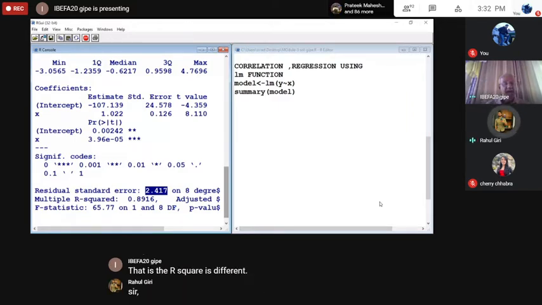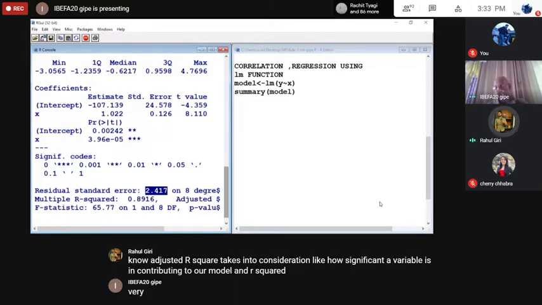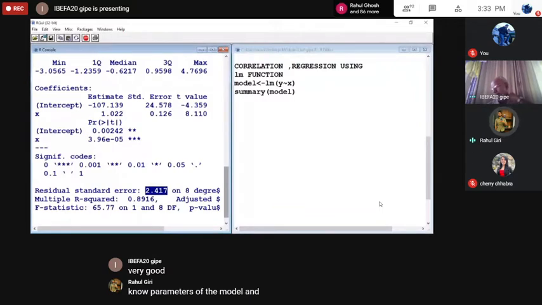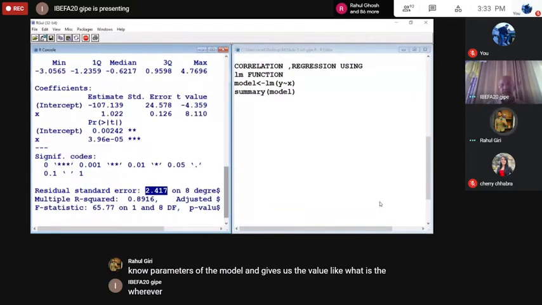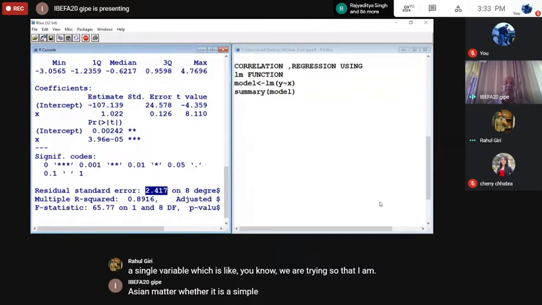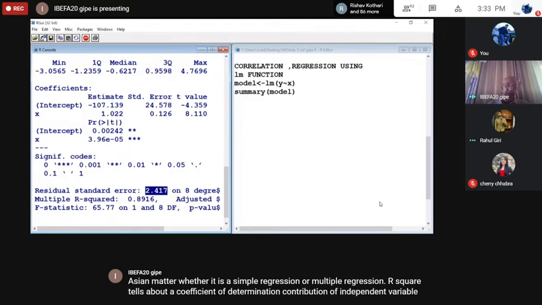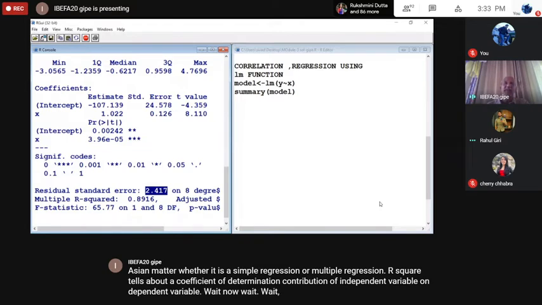Sir, basically the key difference between adjusted R square and R square is that adjusted R square takes into consideration how significant a variable is in contributing to our model, while R square takes all the parameters of the model and gives us the value. But in this case we only have a single variable. It doesn't matter whether it is a simple regression or multiple regression: R square tells about the coefficient of determination, the contribution of the independent variable on the dependent variable. Wait, I will come to such explanation when I do test of hypothesis.